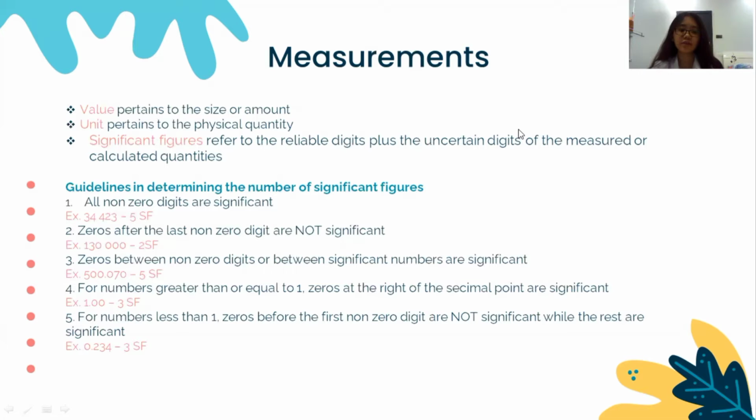Next, for the fourth rule, for numbers greater than or equal to 1, zeros at the right of the decimal point are significant. For example, 1.00 has 3 significant figures. And the last rule, for numbers less than 1, zeros before the first non-zero digit are not significant, while the rest are significant. For example, 0.234 has 3 significant figures.